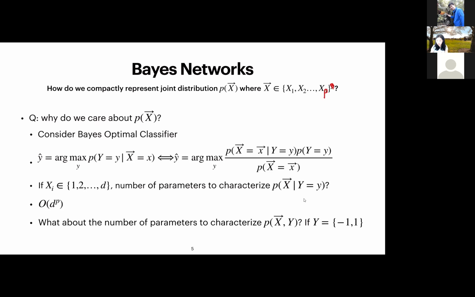I hope that's clear. This is a little bit confusing. I don't want to confuse people with D and P, right? D just means what are the values I can take for each of my features. P means what is the number of features, right? Usually it could be very large because we are dealing with high dimensional data often in modern machine learning.